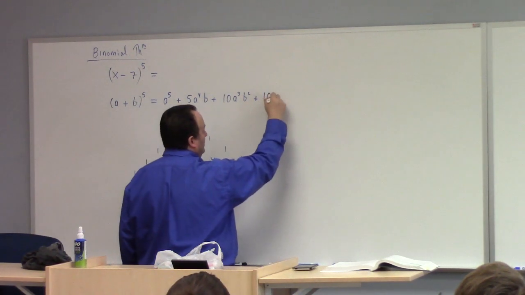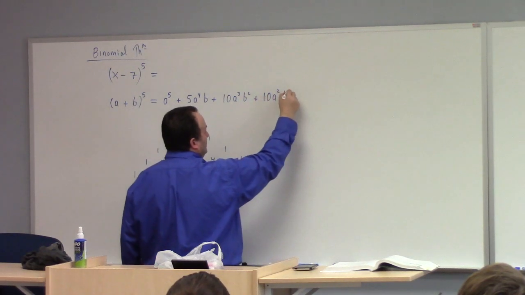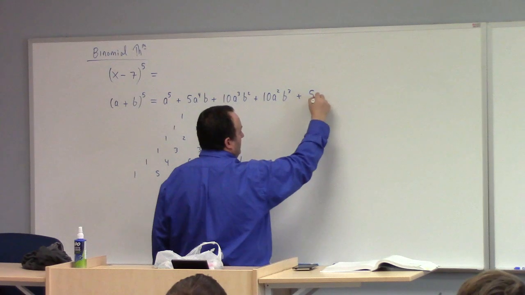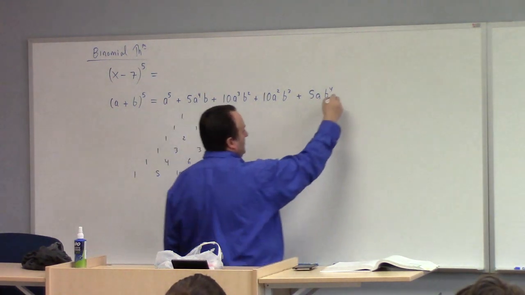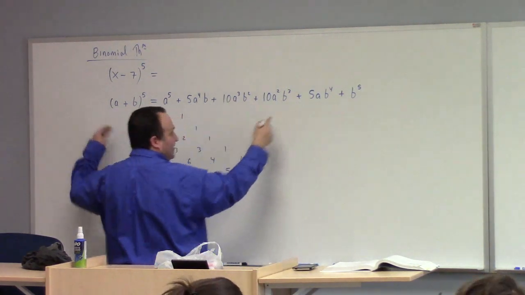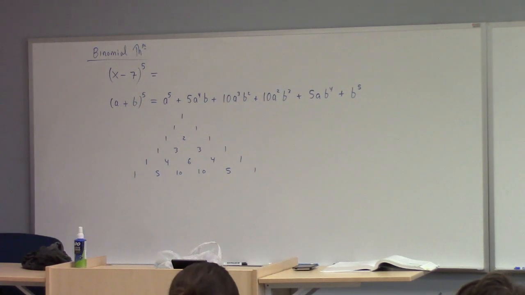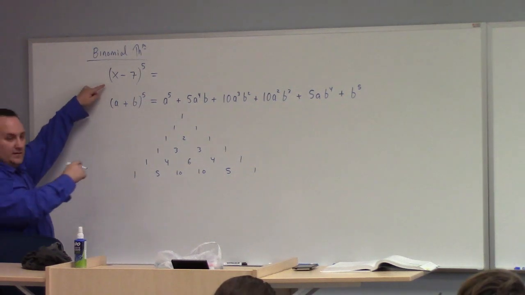10, and then a to the what? b to the what? a squared, b cubed, right? And then plus 5, b to the 4th, and then plus b to the 5th. So this is the binomial theorem in the n equals 5 case. That's what it is. When I talk about binomial theorem, we're just talking about this trick. So applying that to this, I would have what?